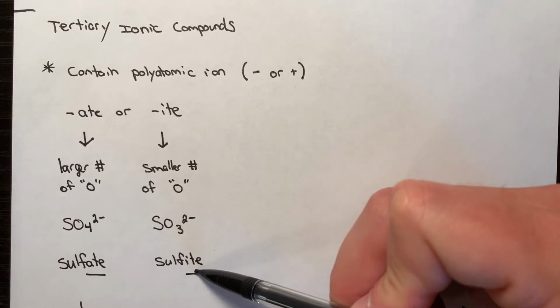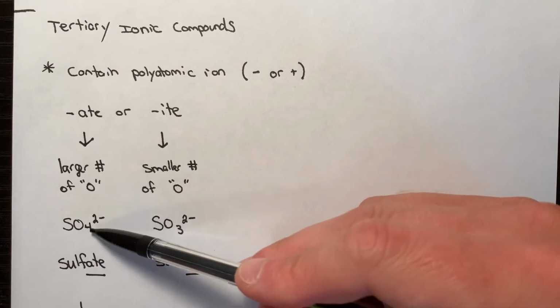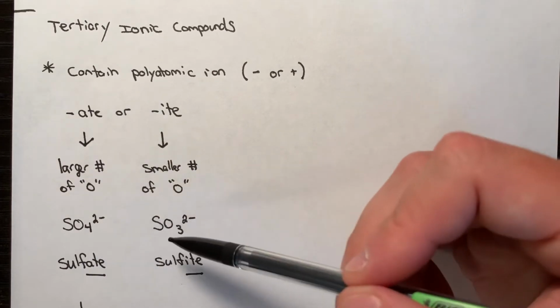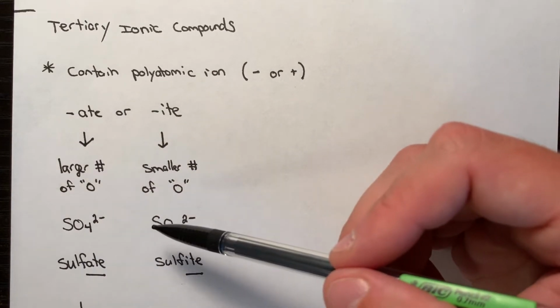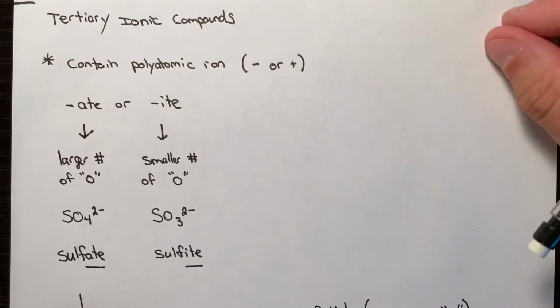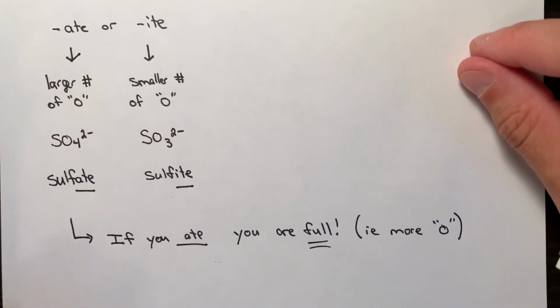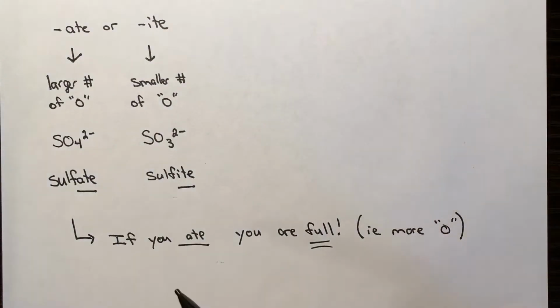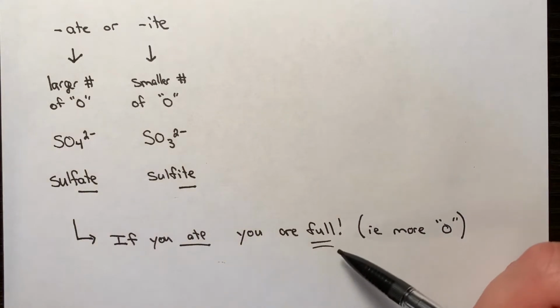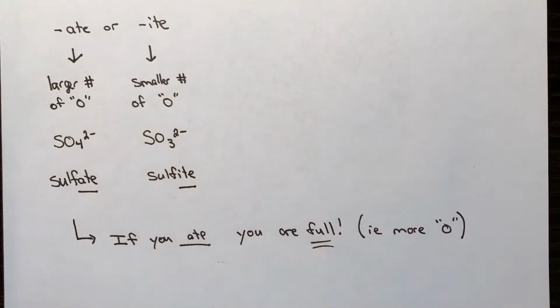Again, "ite" is always going to be the lower number of oxygens. "Ate" is going to get the higher number, not necessarily 3 and 2. We might see 1 and 2, 2 and 3, whatever the case may be, in the way that oxygen specifically binds with some other element. The way that I commit this to memory is that if you ate, you are full, i.e., we have more oxygens present there. So when it comes to writing the formulas for these, nothing too crazy.